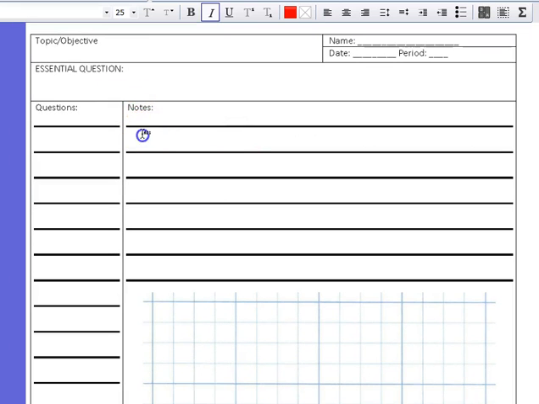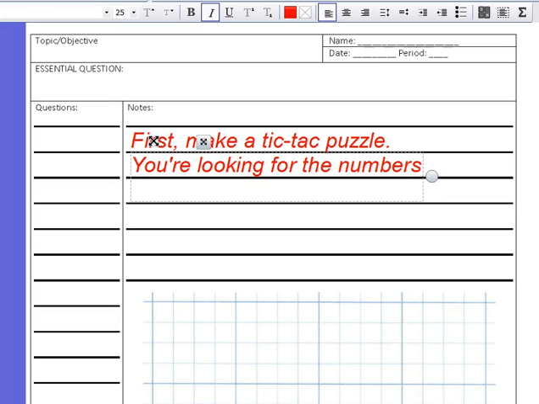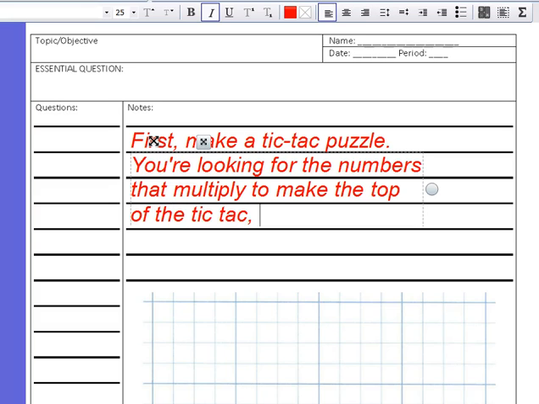So let's remind ourselves how to answer these. First, make a tic-tac puzzle. Here's what a tic-tac-toe puzzle is. You're looking for the numbers that multiply to make the top of the tic-tac and add.